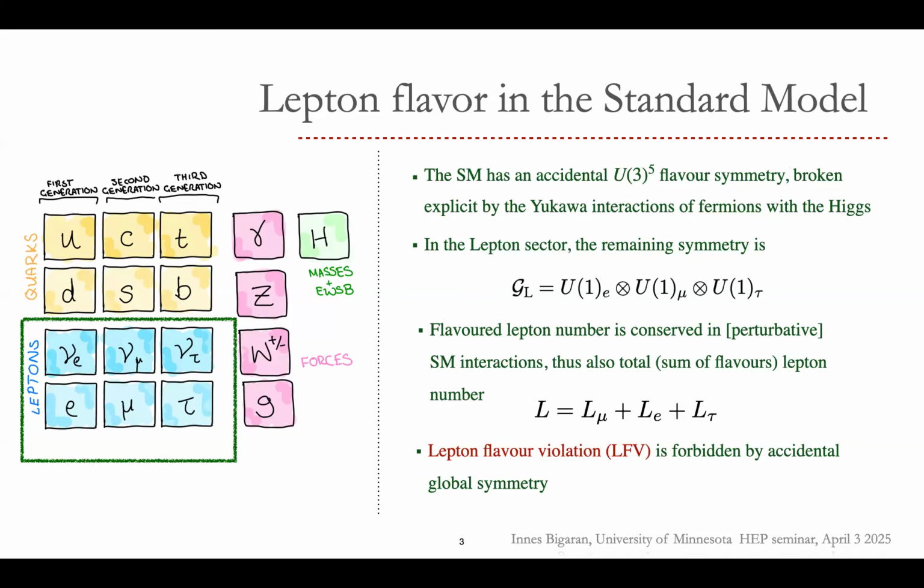The standard model itself, without any interactions from the flavor sector, has an accidental U(3)^5 flavor symmetry. And once we introduce interactions with the Higgs that lead to Yukawas, which break these symmetries down, in the lepton sector the remaining symmetry is the lepton number: muon lepton number, electron number, and tau lepton number. So flavored lepton number on its own is conserved within standard model interactions, and therefore the sum of these different flavored lepton numbers is also conserved. So in the standard model, as I have provided the definition here, lepton flavor violation is explicitly forbidden by this accidental symmetry. This accidental symmetry isn't something that we've built into the theory, but comes out as a consequence of the interactions that are permissible under the standard model gauge group.